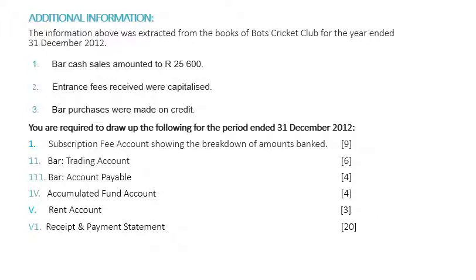And then you are required to draw up the following: the subscription fee account showing the breakdown of amounts banked, the bar trading account, the accounts payable, the accumulated fund account, the rent account, and to prepare the statement of receipts and payment.